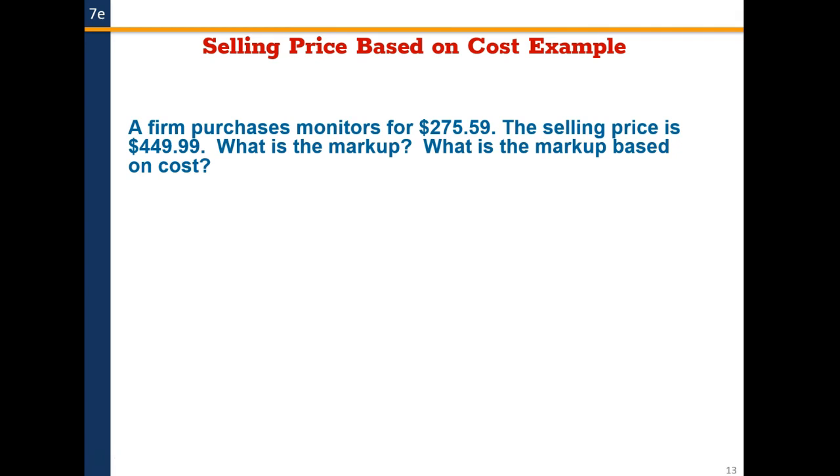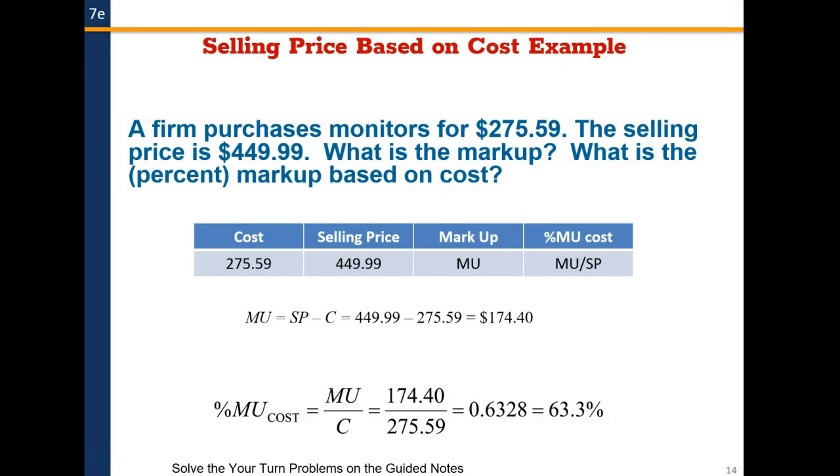So a firm purchases monitors for $275.59. That's what they buy them for. The selling price is $449.99, and we want to know what's the markup. And then what is the markup based on cost? So we're trying to find two different things here. The markup is what we just finished practicing: sale price minus cost, which is $174.40.